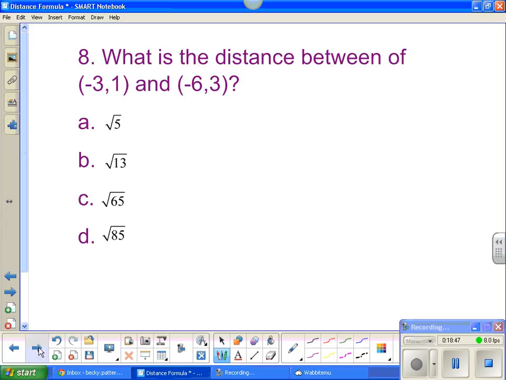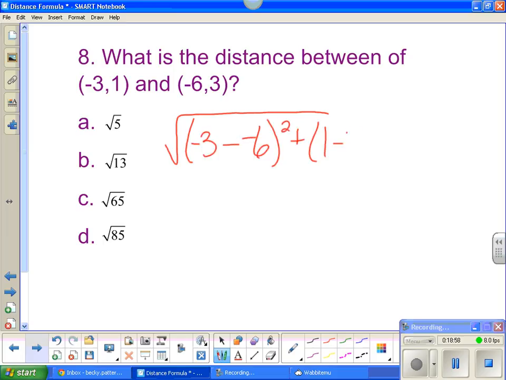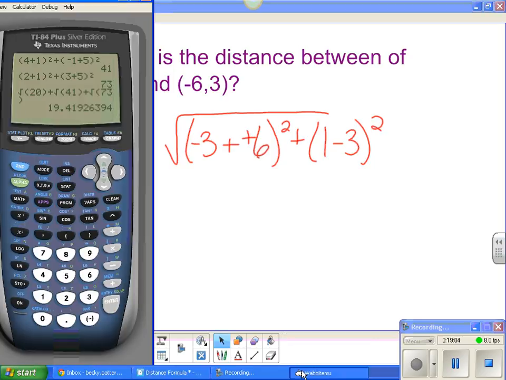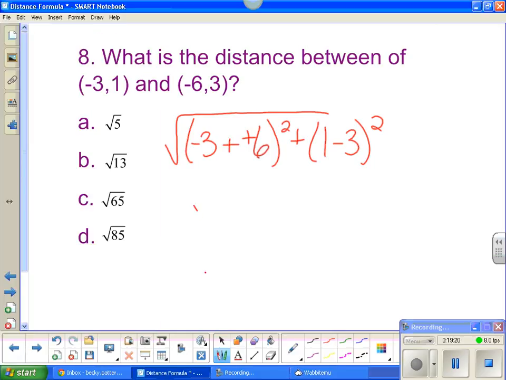What is the distance between -3,1 and -6,3? Okay, so x minus x squared plus y minus y squared. Grab my calculator, and if you can do this in your head, that's even better. But you're welcome to do it on your calculator. Okay, that's a 13, but it's still under the root. And they didn't go decimals with any of their answers, so they want the square root of 13.